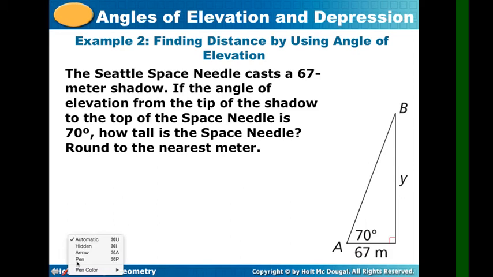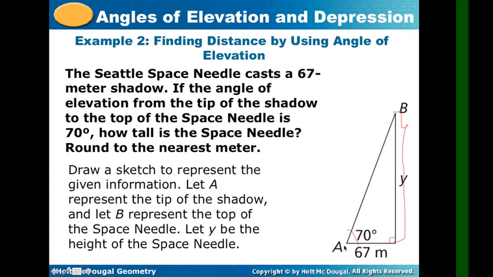So, sakto, hindi siya nearest hundredths, no? So, halimbawa, ayan yan. So, ang hinahanap natin is yung height ng space needle. Okay, ito yan. So, we will use the trigonometric ratio in solving this. So, we have 70 degrees and then 67 meters for the adjacent side of the angle A.